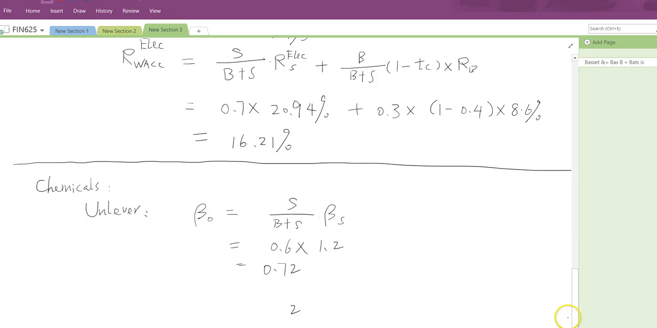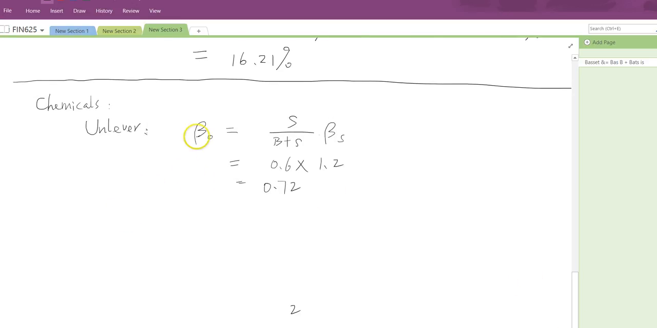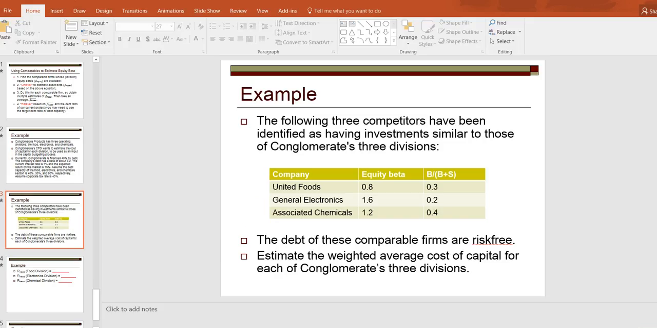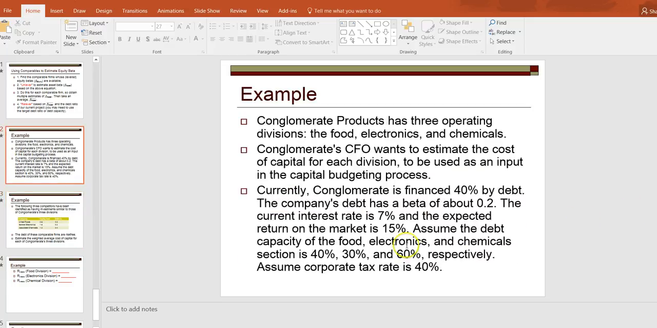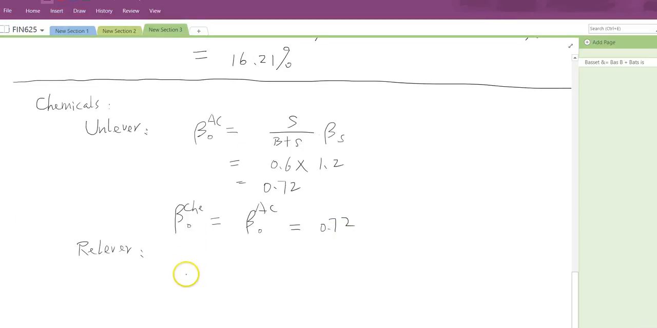And then because they are the comparable firm, we assume our chemical division has the same beta 0 as the comparable firm because they are in the same industry, so their business risk is the same, 0.72. So now we need to relever, because even though they share the same business risk, their financial risk, depending on their different debt level, will be different, right? For the comparable firm it's 0.4, but for our own chemical division, it's 60%. So that's different. I need to figure out beta S for the chemical division.